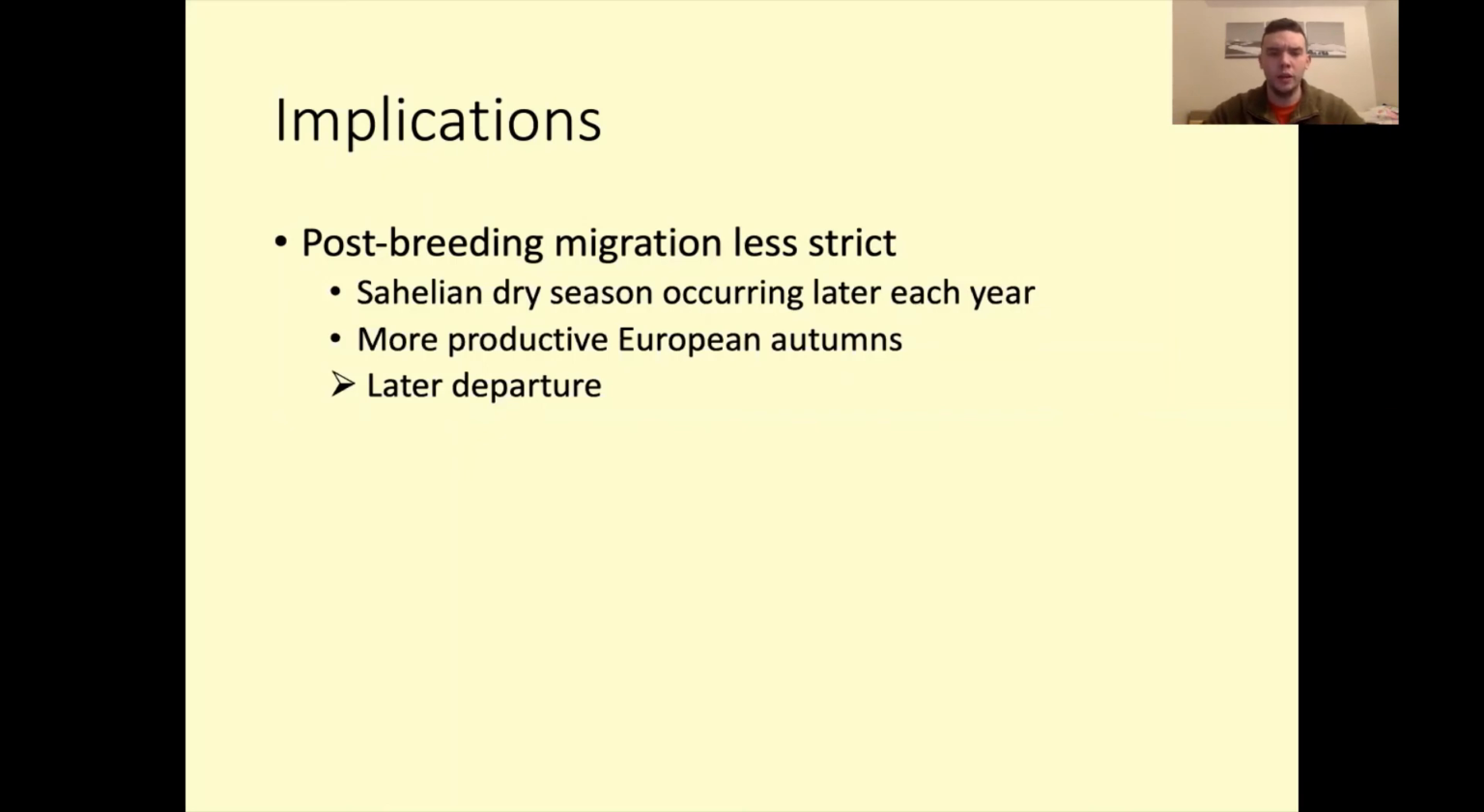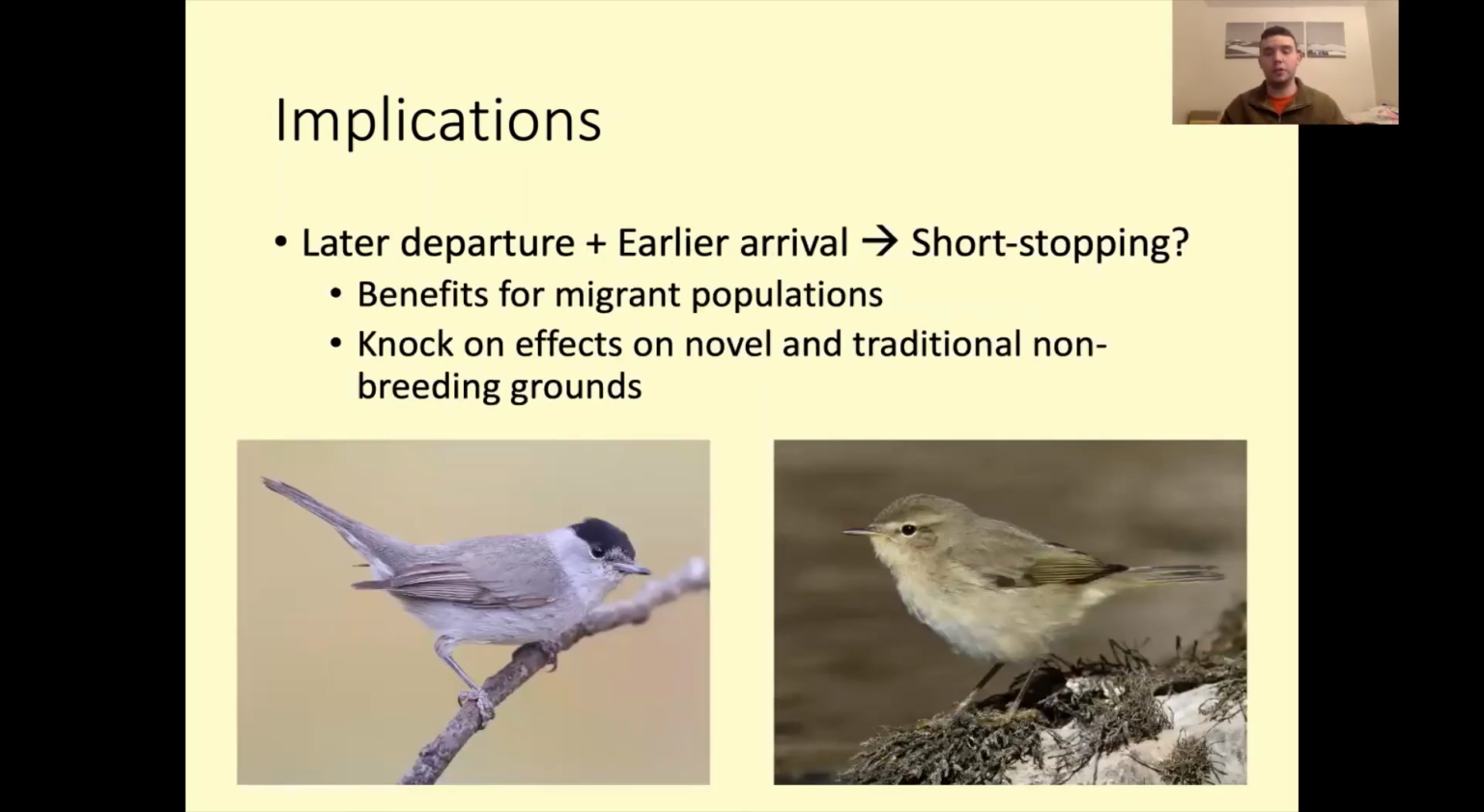And also with European autumns being warmer and potentially more productive, that might enable again species to take advantage of a richer glut of resources, more so than there were in the early 90s. And this has led to later departure year on year. And if we take later departure and earlier arrival together, we saw that there was an overall decrease in the amount of time that these species were spending in Africa.